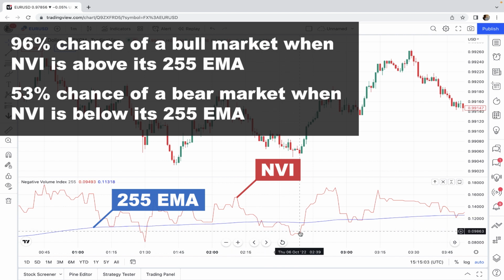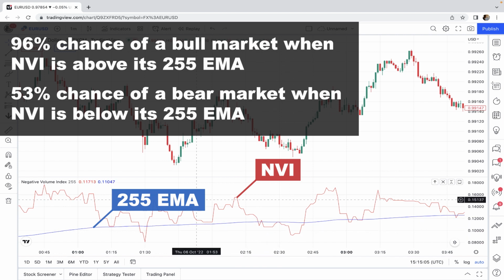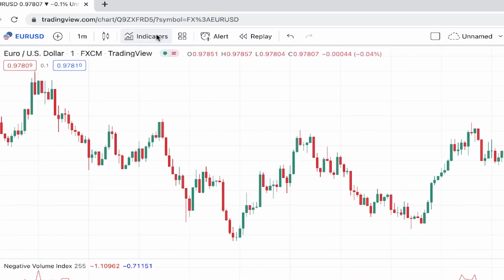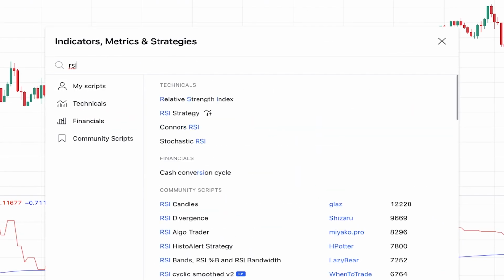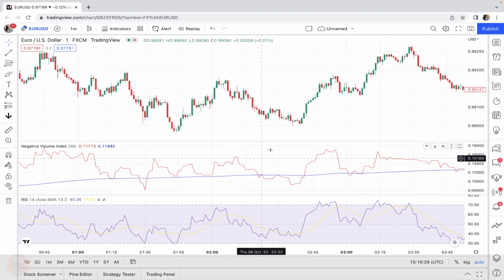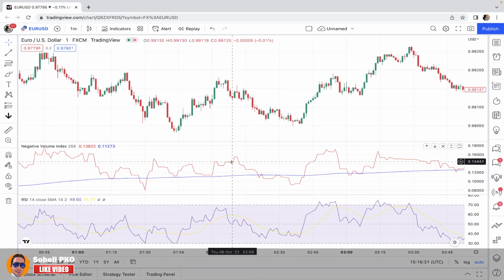So in this strategy, we only focus on bullish crossovers. In other words, we only focus on the times that NVI crosses above its 255 EMA. But this signal alone is not enough for us to take a trading decision because these crossovers are prone to be false signals and we need to filter the false signals. For doing this, we add another indicator. We add RSI, Relative Strength Index, and we use it with default settings. Everything is already set on the chart and let's see how we trade based on this 1-minute scalping strategy.